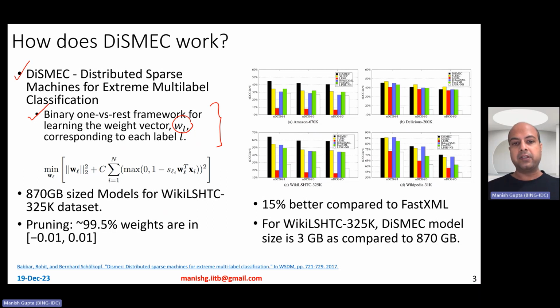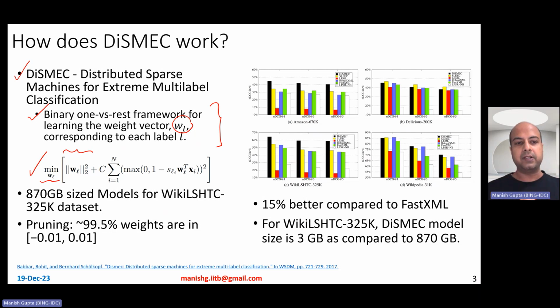So for every label, you learn a classifier that prefers those instances which belong to the class L. For a particular class L, you learn the classifier by optimizing this objective function. You want to find the weights WL which minimize it. What is this? Well, this part is just L2 regularization. You want to ensure that the hyperplane separator has as small weights as possible.